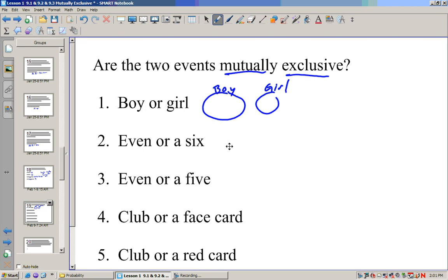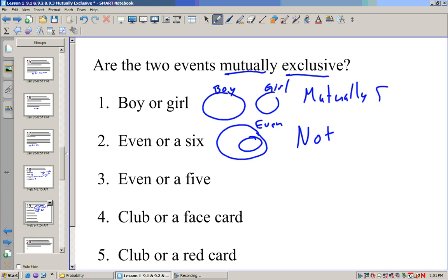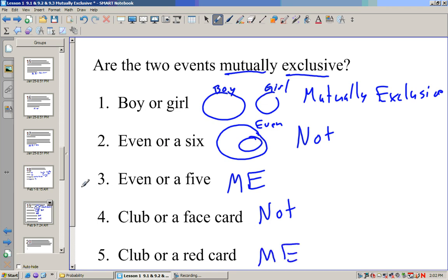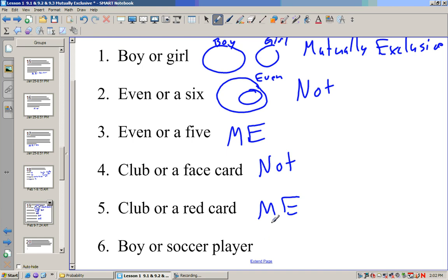An even or a 6. So if I have my evens, and if I have a 6, that has to be inside of here. So this is not mutually exclusive. This is mutually exclusive. An even or a 5, that would be mutually exclusive. I'm just going to write ME up there. A club or a face card, those things are not mutually exclusive because you could have a club and a face card. A club and a red card, this would be mutually exclusive because those are 2 different sets. A boy or a soccer player, that would be not mutually exclusive because you can have boy soccer players.